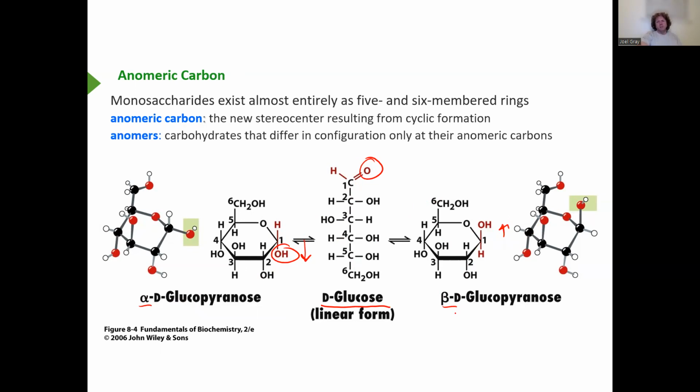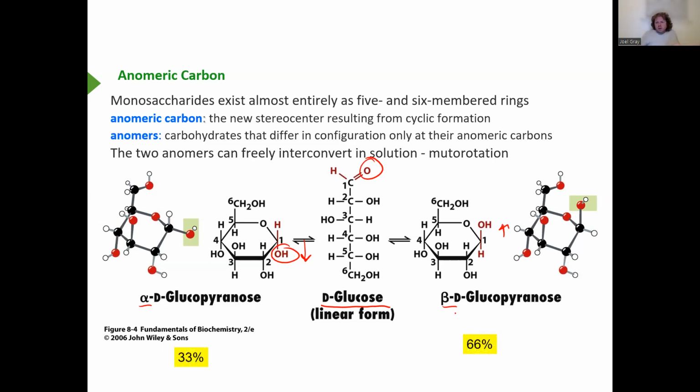These 2 sugars, these alpha and beta D-glucopyranose, are anomers of one another. These are carbohydrates that differ only in the configuration of their anomeric carbons. So nothing else. These are not C2 epimers, they're not C3 epimers. The only variation between these two sugars is carbon number one. Where is that hydroxide group? So the two anomers can freely interconvert in solution. This is also known as mutarotation. And what ultimately we see is that the beta configuration is about a 2-to-1 ratio of the alpha configuration.